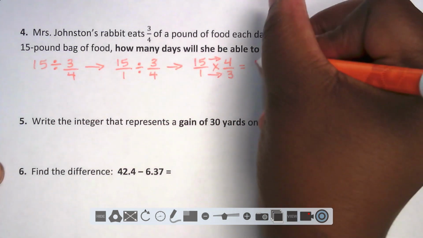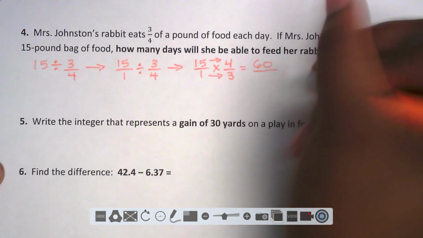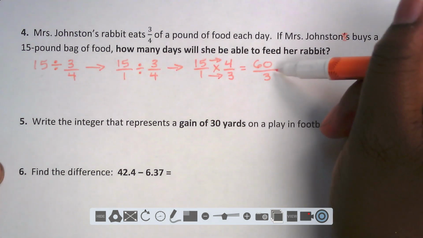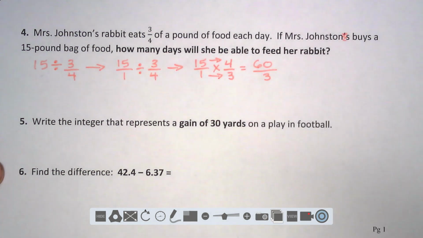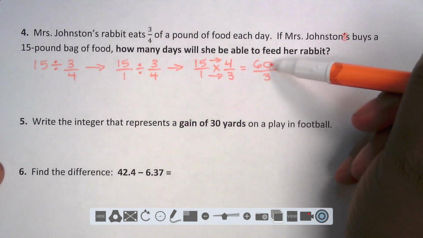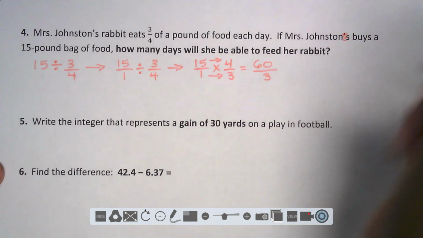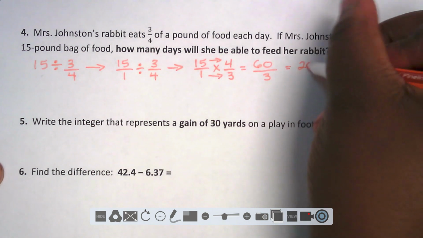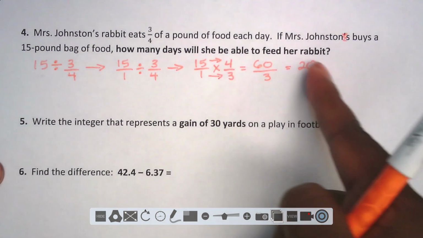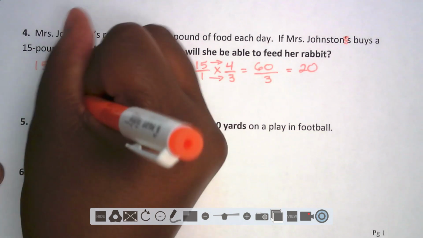15 times 4 is 60, and 1 times 3 is 3. And remember, guys, that this fraction bar is another way of putting a division symbol. So I can simplify this down. 60 divided by 3 equals 20. So I know that she can feed her rabbit for 20 days.